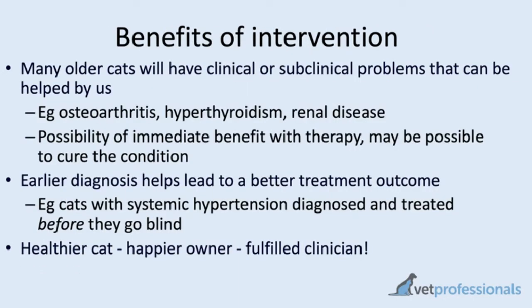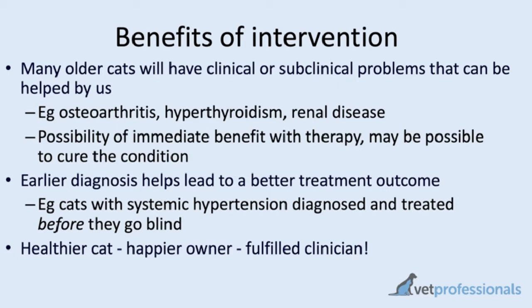So why are we doing this again? Well, it's really finding things that we can help. So lots of older cats have clinical and subclinical problems that can be identified through this thorough approach, and we can help. We can potentially cure, we can potentially slow progression, we can potentially improve quality of life, or do all three of those in the same situation.